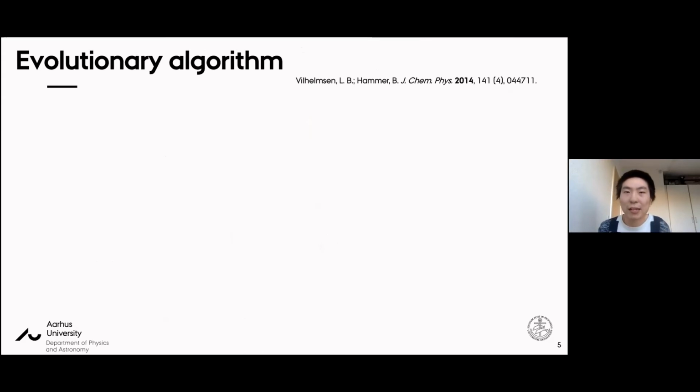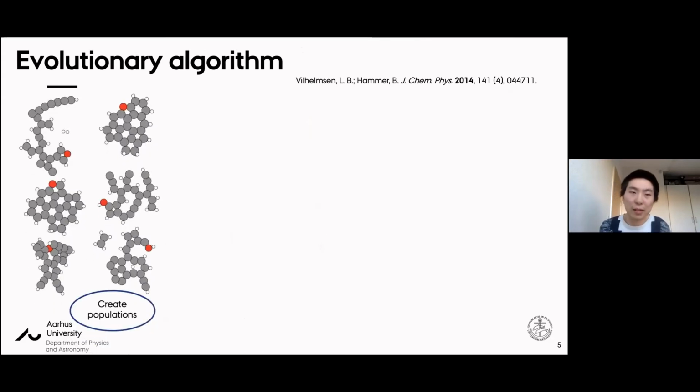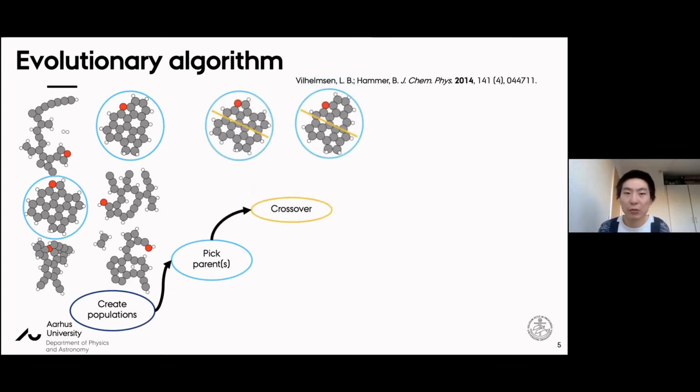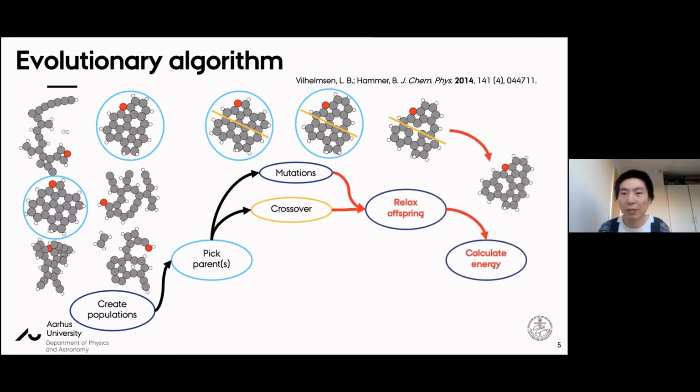The basic idea is that, first, we construct the initial population from random structures. Then we try to combine the features of the different structures in the population. We select some promising candidates and then pair these structures to generate new candidates. This is called a crossover. We can also impose some mutations on the structures to generate more new structures. After that, when we get these new structures, we send them to local relaxation.